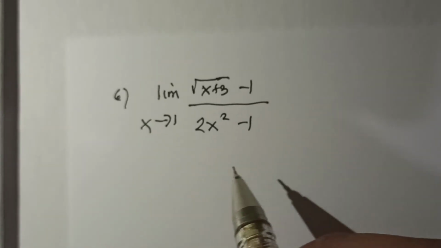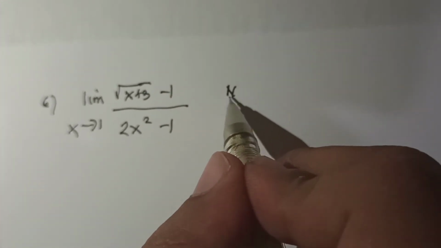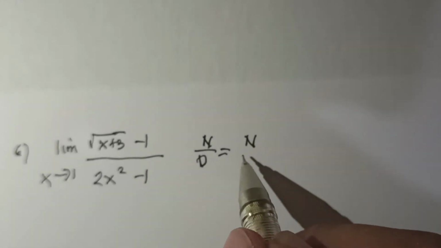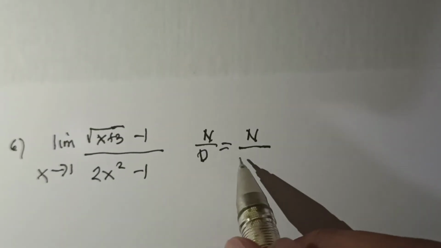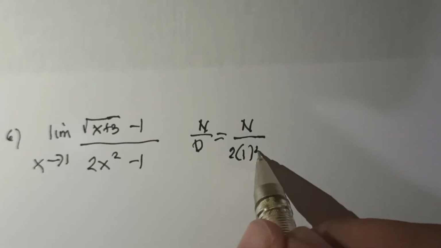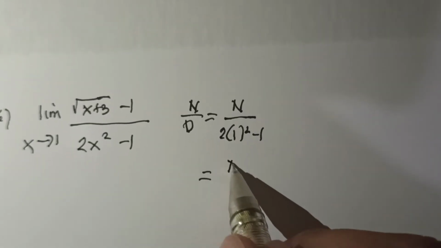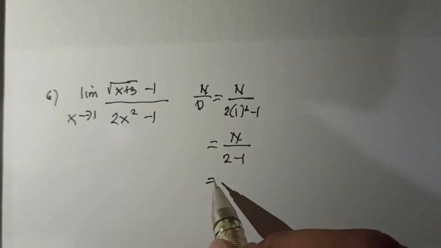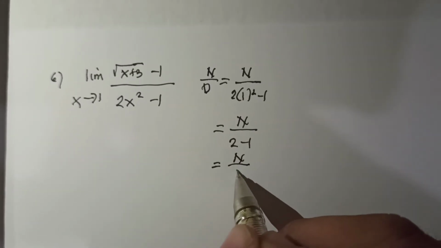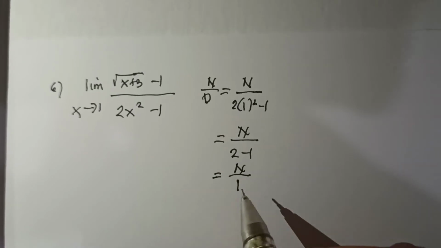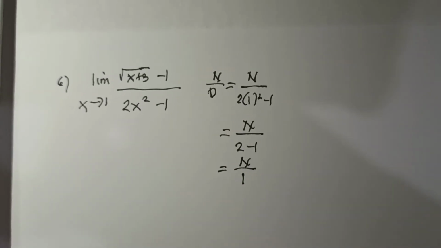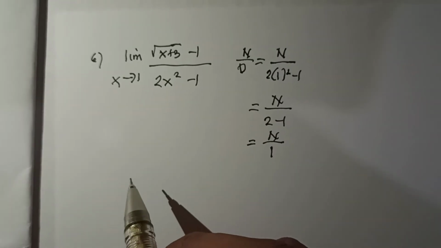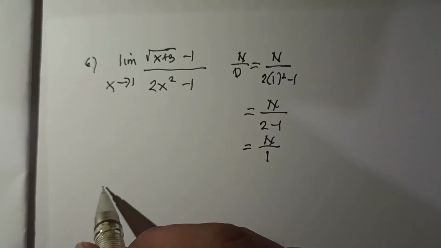Okay. So first thing is n over d. So what is our n? Let's try for n. And the denominator, which is 2 times 1 squared minus 1. So we have n over 2 minus 1. Therefore, we have n over 1. So in this case, the denominator is not equal to 0. So therefore, just simply substitute the given value.